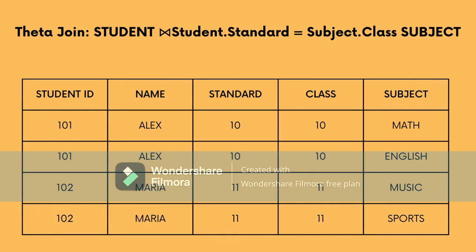When theta join is applied, there are four rows in the resulting table. Here we can see that both tables have been merged on the basis of a condition. That is, standard column of table student is equal to class column of table subject.